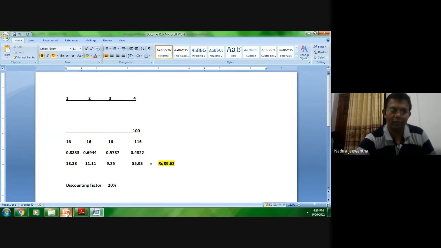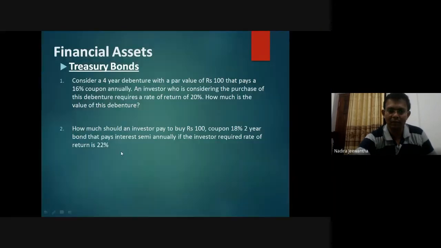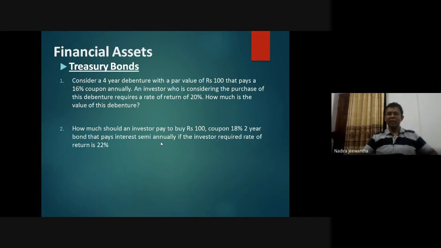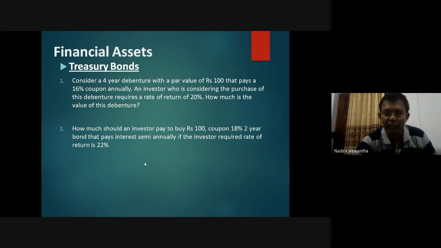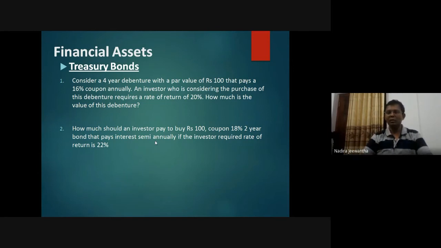Now, the second question: a coupon 18% 2-year bond which pays interest quarterly. How many periods do you have to take? The quarterly, how many quarters per year? 4, 3 months each. So for 2 years it is 8. Then how many periods? 1, 2, 3, 4, 5, 6, 7, 8. If interest is paid monthly, it is 12 a year, so for 2 years, 24.